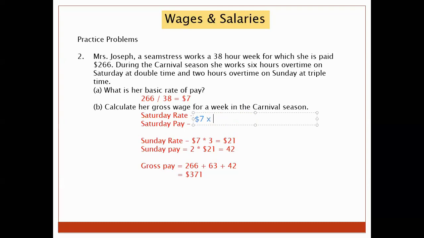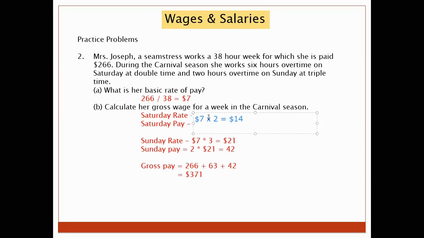$7 times 2, since it was double time, to give her $14 per hour. And so in total, since she worked 6 hours on Saturday, her Saturday pay was equal to 6 times 14, which is a total of $84, which means in total, her gross pay, let me select this and move it over. So the blue is the correct working. That's what it should say.